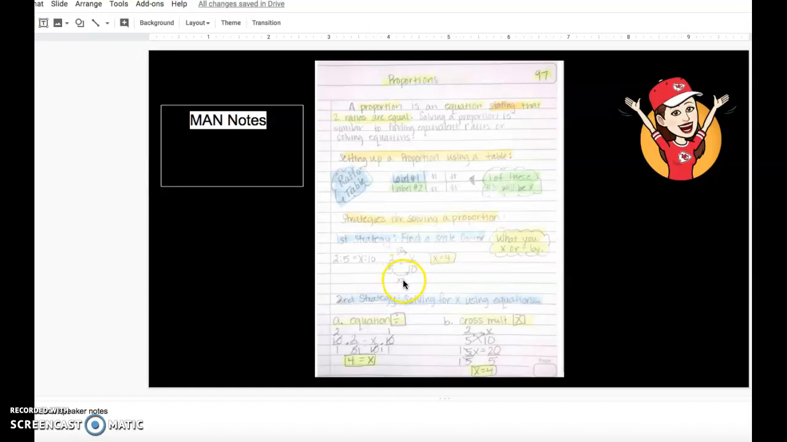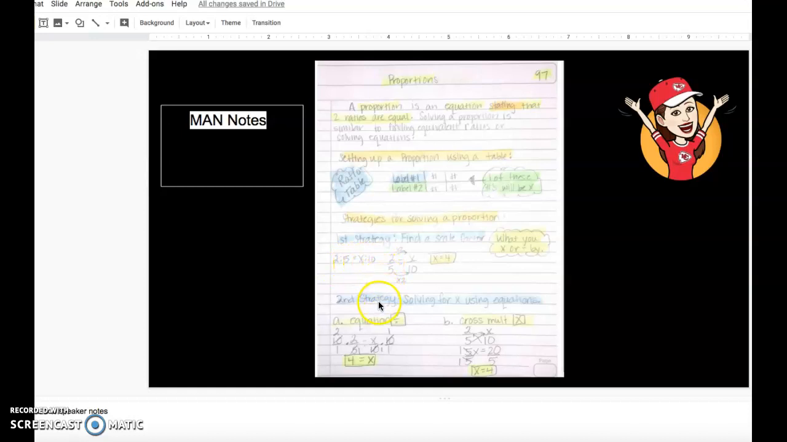Now remember, like equivalent fractions, whatever you do to the bottom, you do to the top, or whatever you do to the top, you do to the bottom. So 2 times 2 would be 4. So therefore, it would be x equals 4. So your equivalent ratios, or your proportion, would be 2 to 5 equals 4 to 10.